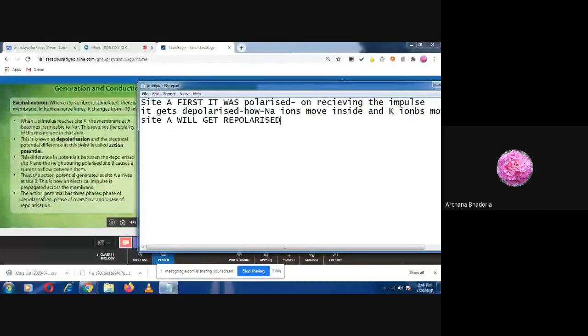Yes or no? Yes, ma'am. Okay, continue and write down: thus the action potential generated at site A arrives at site B. This is how an impulse is propagated across the membrane. This is how an electrical impulse is propagated across the membrane.